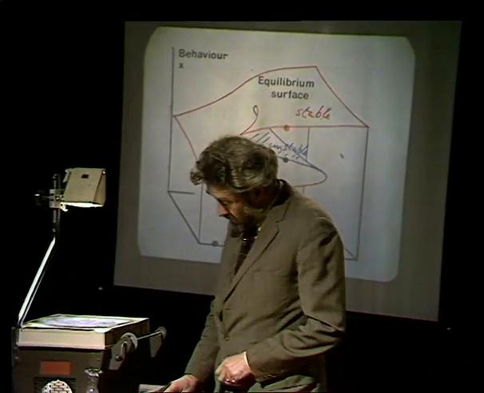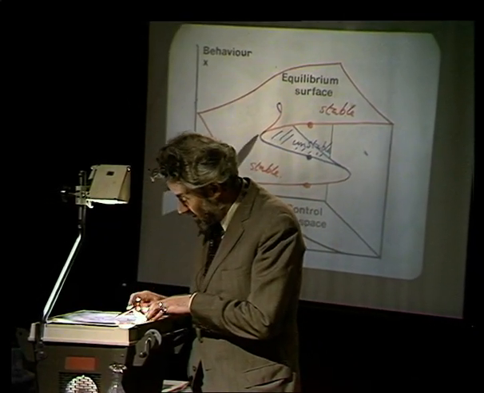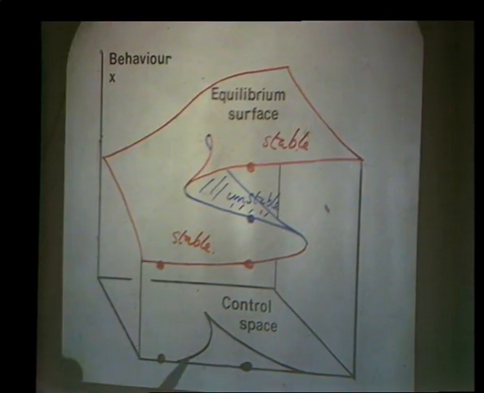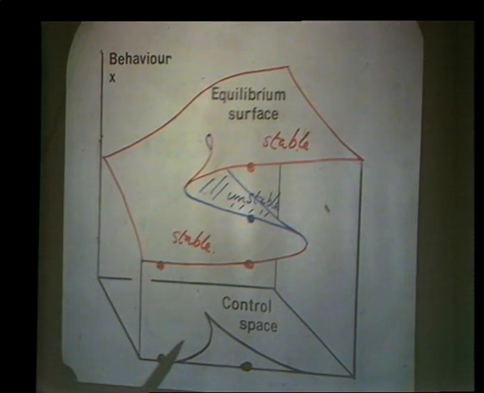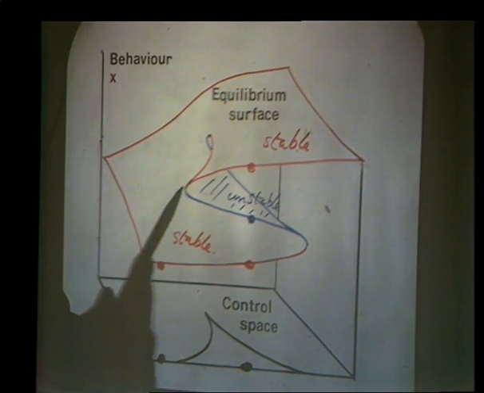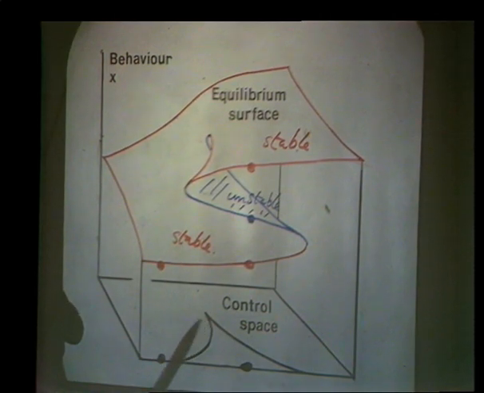Now, there are some special points on this red surface, and those are the points where the red folds into the blue. Those are singular points, and so we call those fold singularities, because if I project the surface down onto the control space, the surface gets folded exactly above the bifurcation set. So that's what the bifurcation set really is. It's the projection of this fold curve down onto the base where the red changes into the blue.